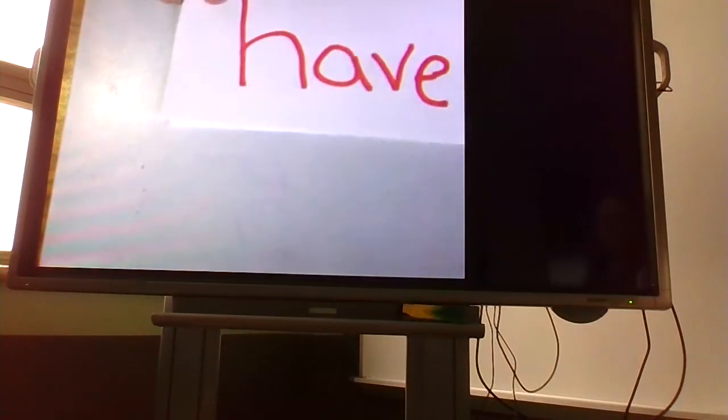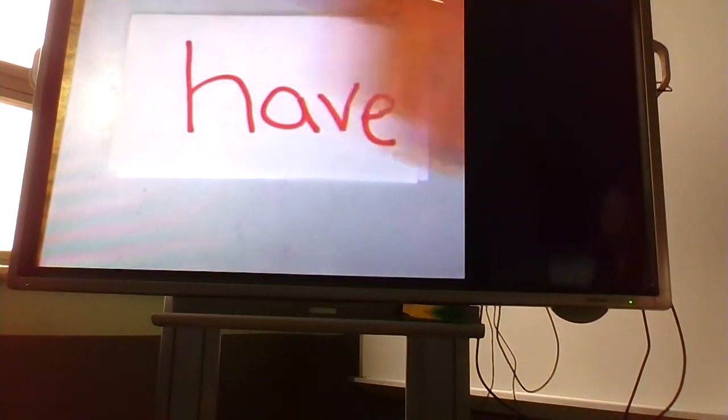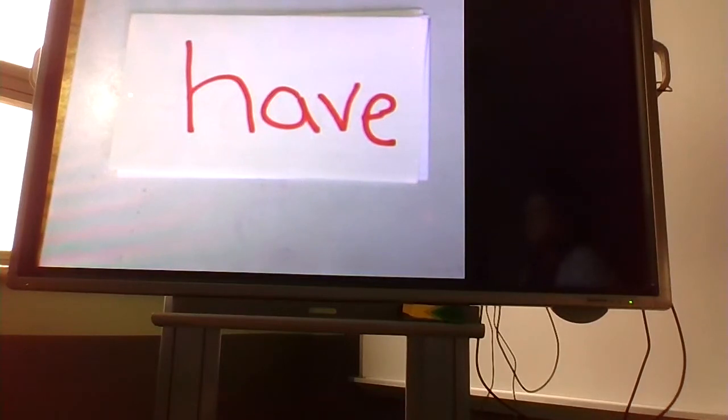Okay, here is my new red word. It is the word have. We cannot sound out the word have, okay? If we did, it would be have, because that E jumps back and makes the A say A, but it doesn't do that in this one. The A is a short vowel sound. Have, and we don't hear that E. I have some cookies.